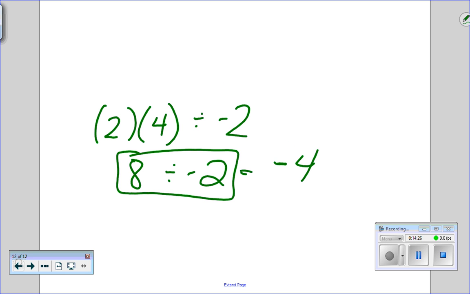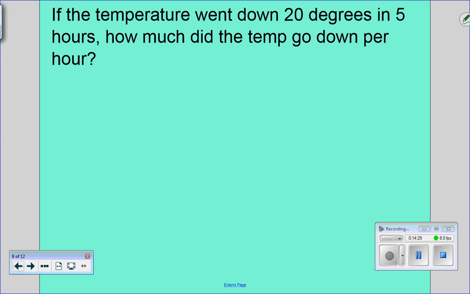Okay, I'm going to quickly go back to my story problem, then I'll show you your homework for today. Okay, so if the temperature went down 20 degrees, remember yesterday in our story problems there's always one that's negative? Guess what? That's going to be the same today. Okay? So, if the temperature went down 20 degrees in 5 hours, how much did the temp go down per hour? Well, which number is going to be negative up here? If the temperature dropped 20 degrees, 20 is going to be negative, down 20. Good. So, negative 20.